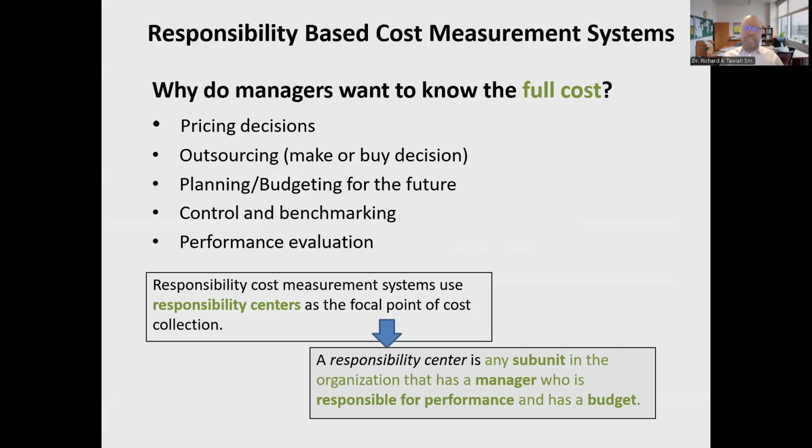It also helps them to plan for the future, budgeting. And it also helps them to control cost. So they will benchmark the production cost this year against that of last year and use it to plan for next year. And then use it for performance evaluation. Why is cost exceeding what we budgeted for? Why is cost less than what we budgeted for? Did it exceed the budget because suppliers increased their prices? Did it drop because we got a lower-priced option of supplies from another supplier? So these are some of the reasons why managers want to know the full cost of an item.